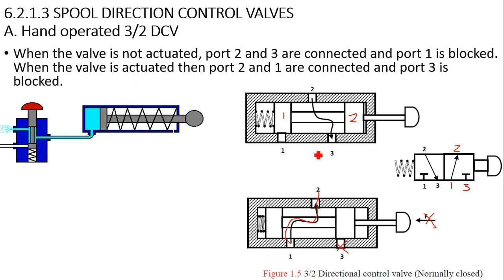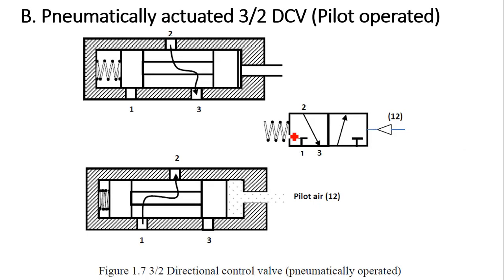Okay, so understood. By seeing this symbol we are just saying that 1 is connected to 2, but we have to understand how this actually takes place physically in the physical valves. So now you can see, I think I have made it clear. Hope you understood. Let's move ahead.